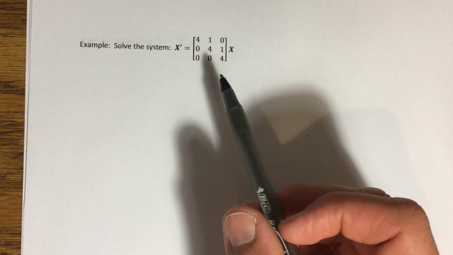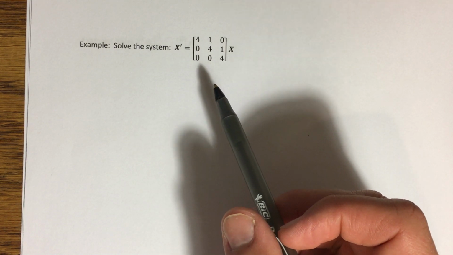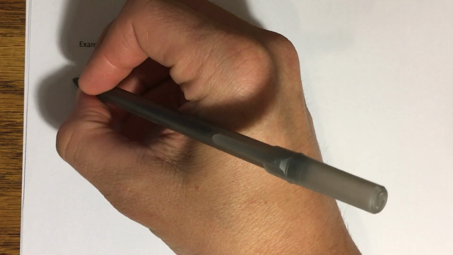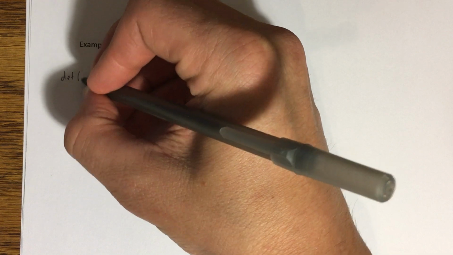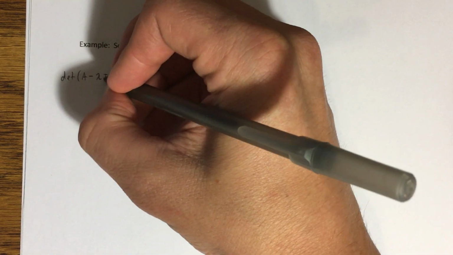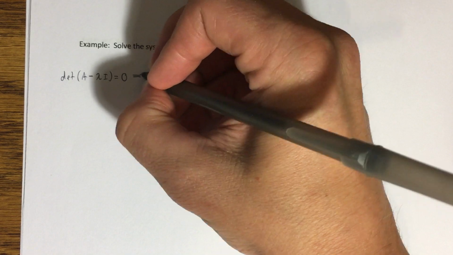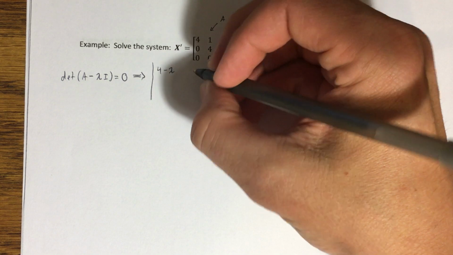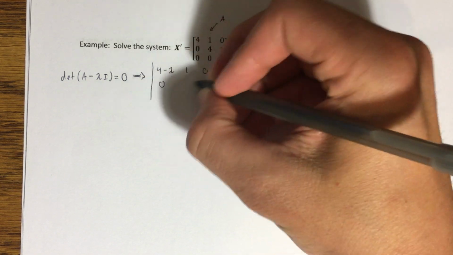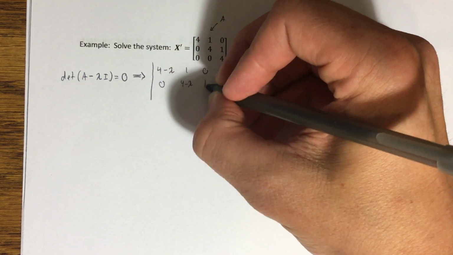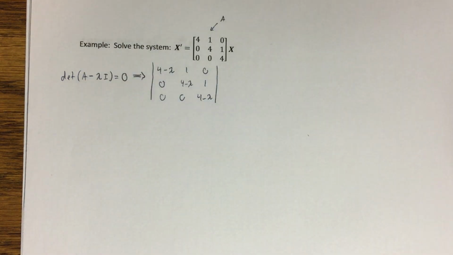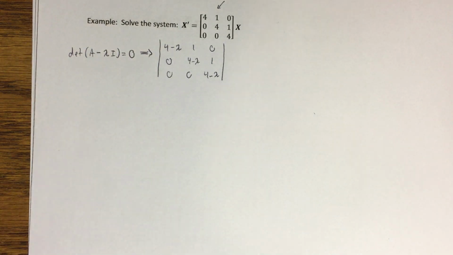Okay? So the first thing that we need to do is find our characteristic equation. And remember, our characteristic equation, again, we're going to call this A, is the determinant of A minus lambda I equals 0. And in our case, that determinant would look like 4 minus lambda, 1, 0, 0, 4 minus lambda, 1, 0, 0, 4 minus lambda. Now you could find this determinant using cofactor expansion, and go for it if that's how you want to do it. There is a little trick we can use in this case.